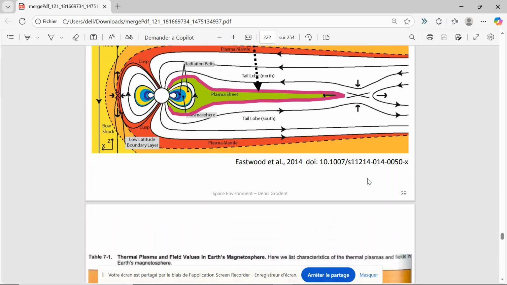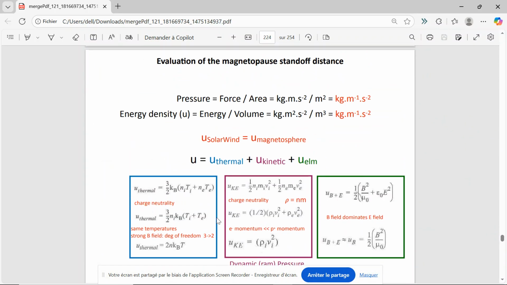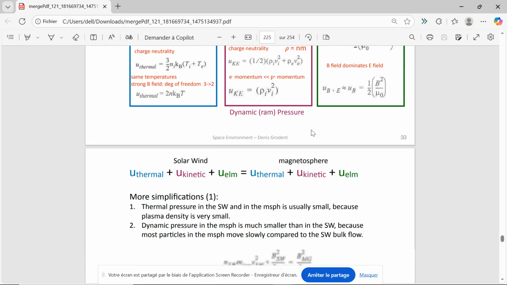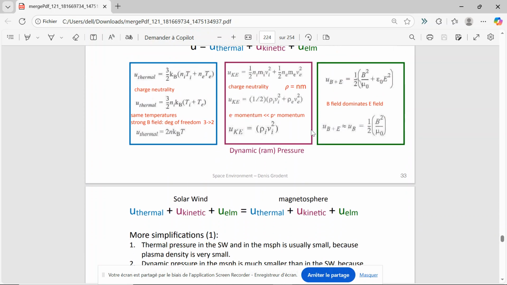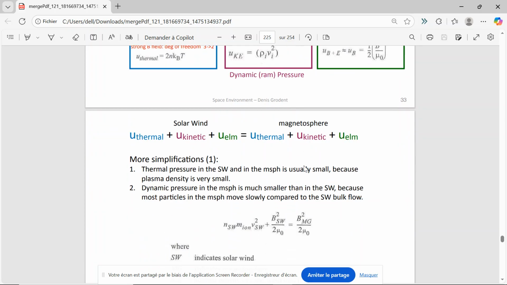So the magnetopause here will strongly vary. It is the fight between the solar wind and the magnetosphere, the geomagnetic field. So we can compare the energy of the solar wind and the magnetosphere. We have three main sources of energy. However, we will neglect plenty of them. For the solar wind, what will we neglect? The kinetic energy?